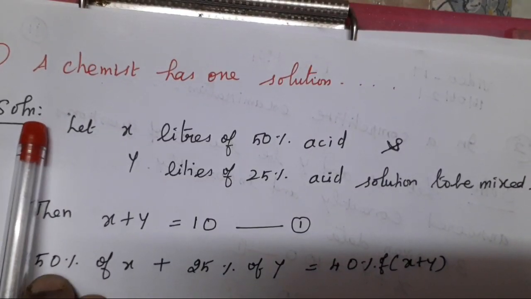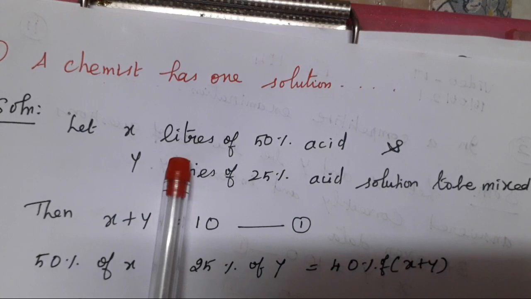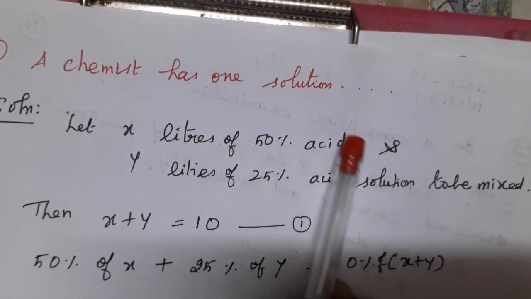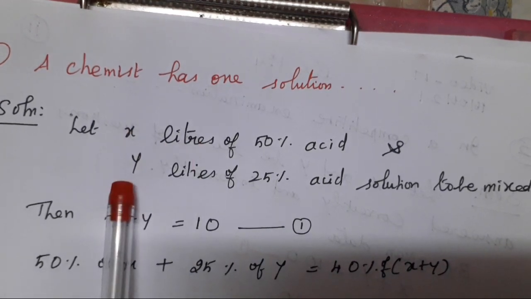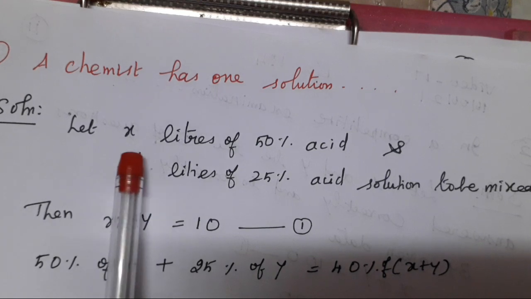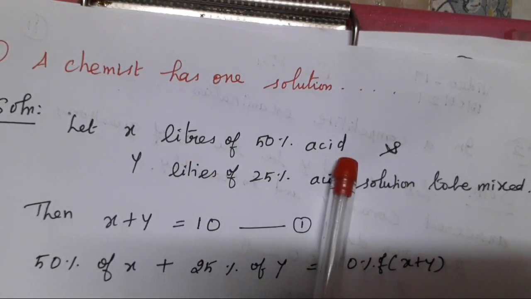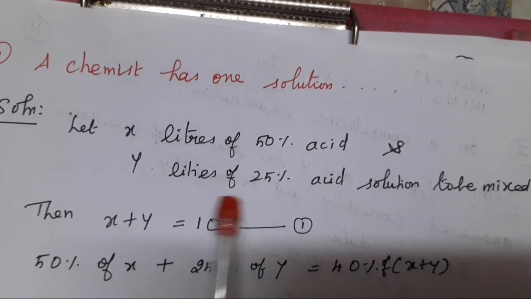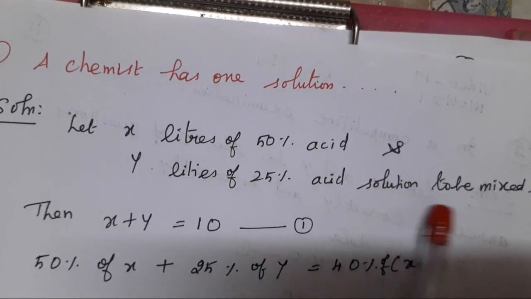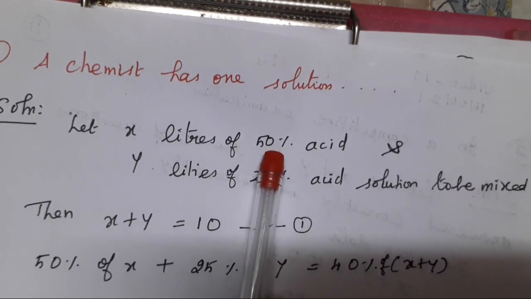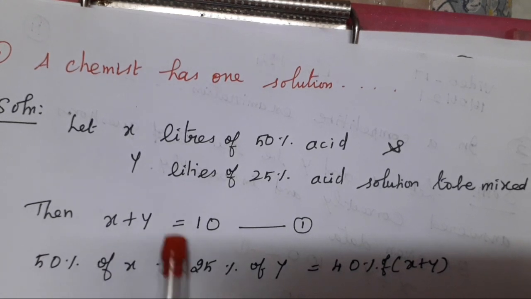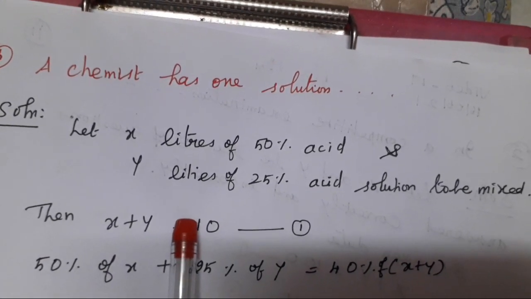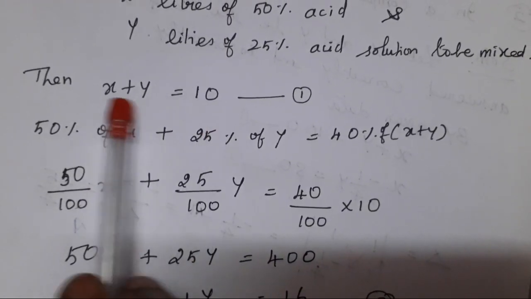Now see the solution. Let X liters of 50% acid. The 50% acid is having X liters. We are going to find how many liters are needed for the 40% acid. So X liters of 50% acid and Y liters of 25% acid solution are to be mixed. How much total quantity is mixed? 10 liters. Then by the given data, X plus Y equal to 10.